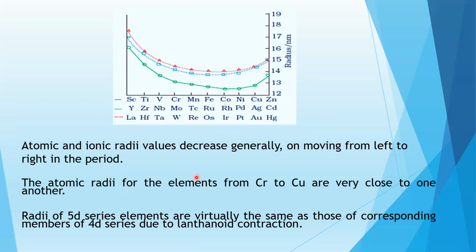The atomic radii for the elements from chromium to copper are very close to one another. You can see over here chromium to copper, it is almost very close. The atomic radii of 5d series elements are virtually the same as those of corresponding members of 4d series. You can see that one is overlapping with another one. Why? This is because of the lanthanoid contraction. Now, what is lanthanoid contraction? We will look into it later in this chapter.